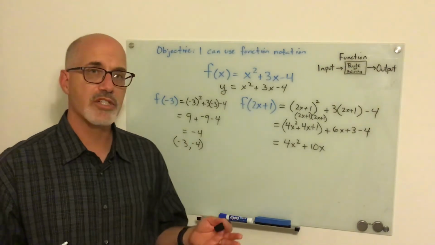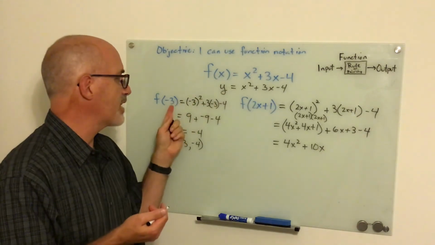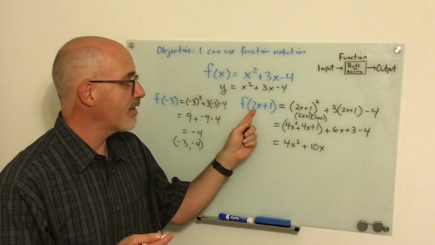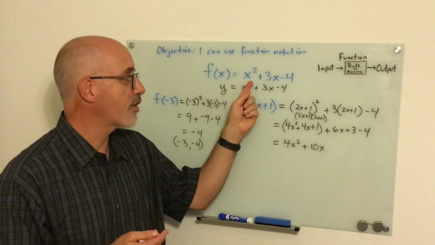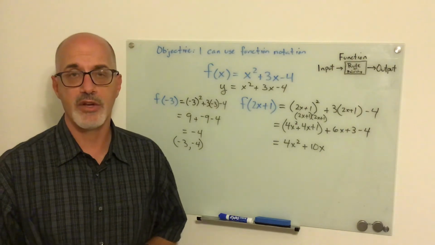So when we do function notation, whatever is inside, that's what gets put in for the x in the rule. Even if it's an expression with another variable in it, you put it in for the x spot, simplify, and you have your output.